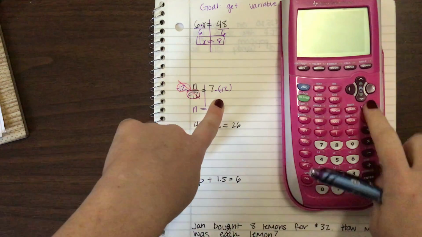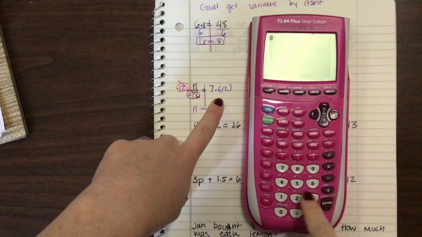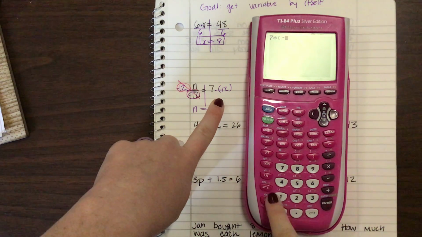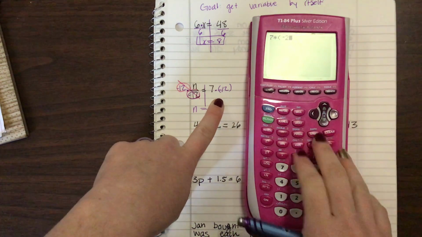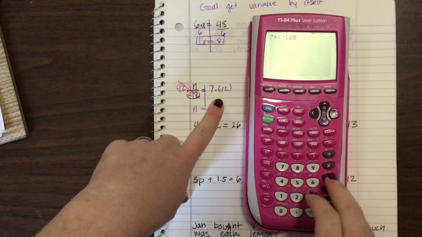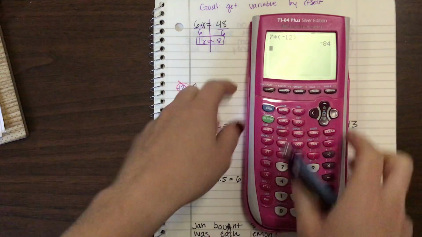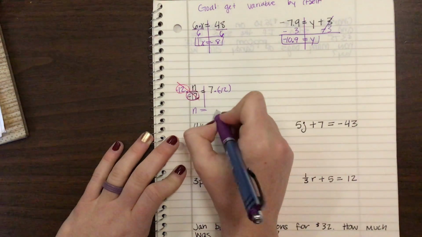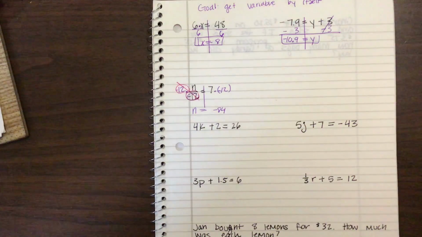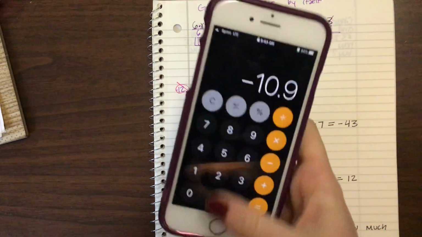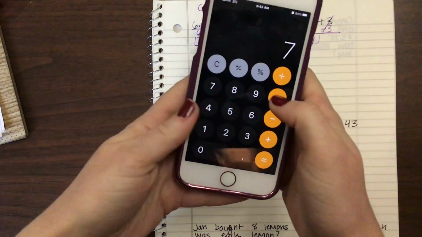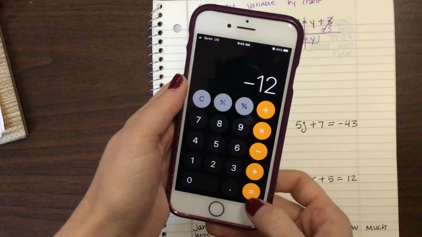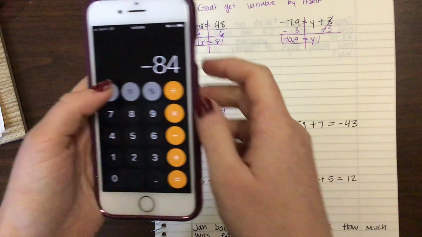equals, then I'm going to type in my calculator 7 times negative 12. Oops, missed the 1. Okay. Is negative 84. If you're using a calculator like this one, 7 times 12, then I have to hit the negative button to make it negative. Okay?